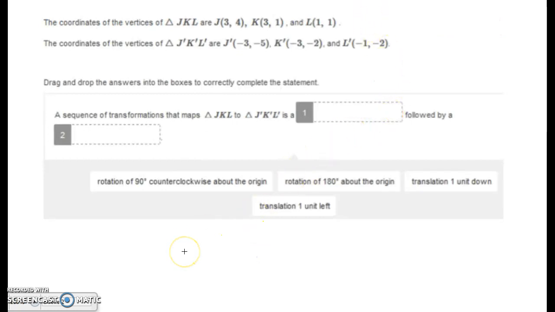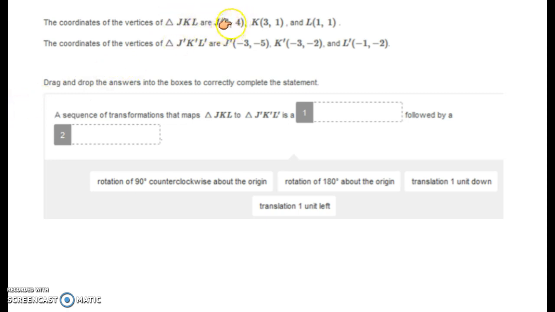Okay, the coordinates of the vertices of triangle JKL are those. And then the coordinates of the triangle after the transformation are these. And we want to drag and drop the answers to correctly complete the statement. Alright, so we're trying to map the original triangle to the new triangle, and it's got to be 2 transformations. So let's see what series that would be. So this kind of requires guess and check a little bit.